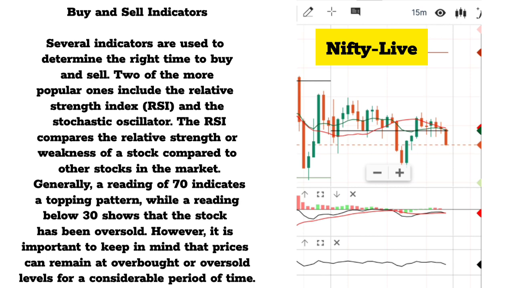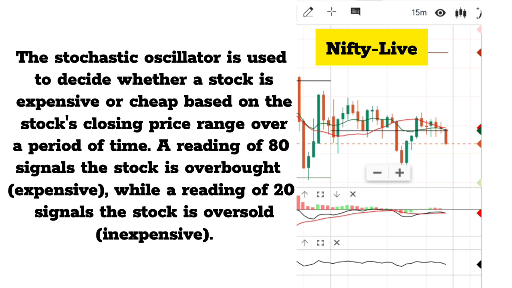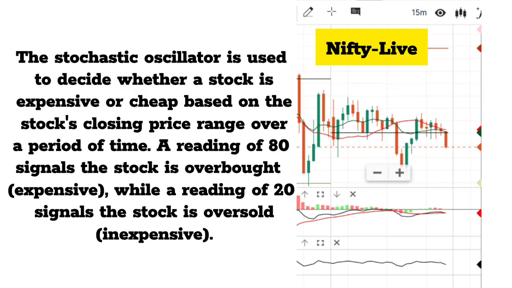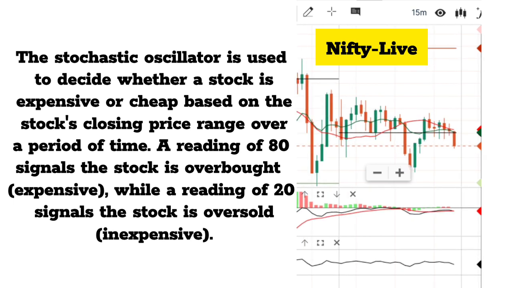considerable period of time. The stochastic oscillator is used to decide whether a stock is expensive or cheap, based on the stock's closing price range over a period of time. A reading of 80 signals the stock is overbought, while a reading of 20 signals the stock is oversold.